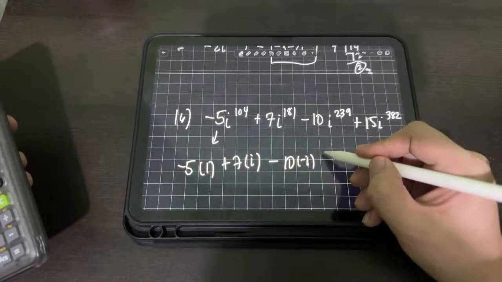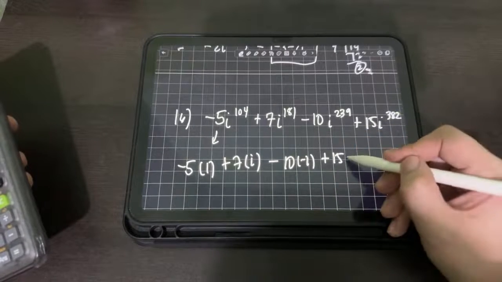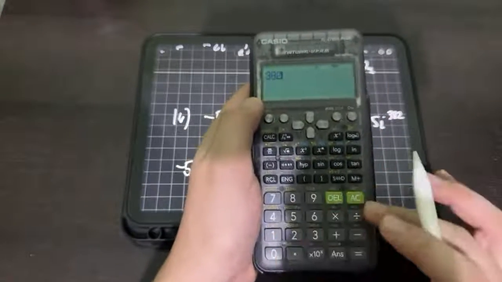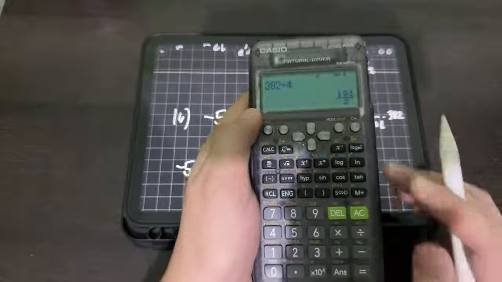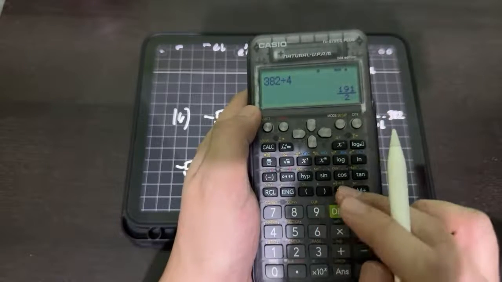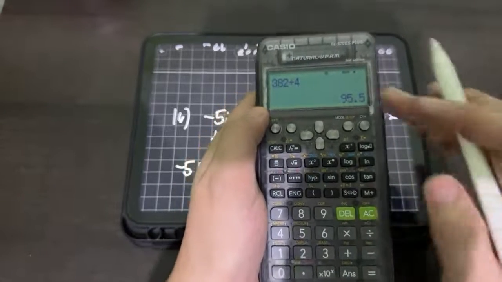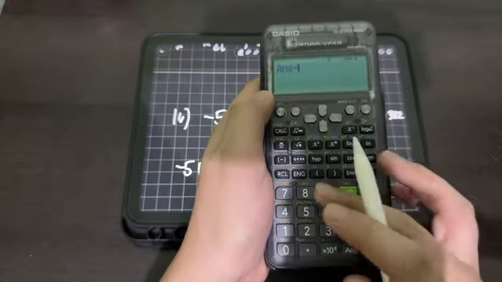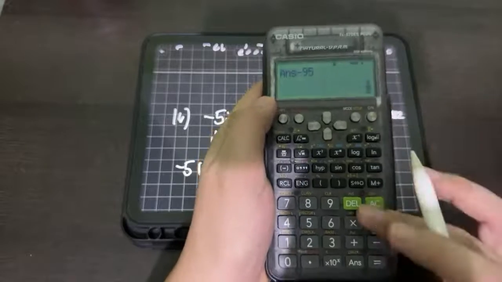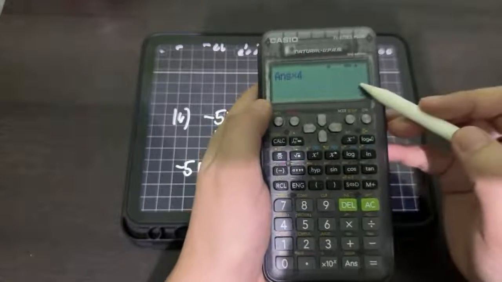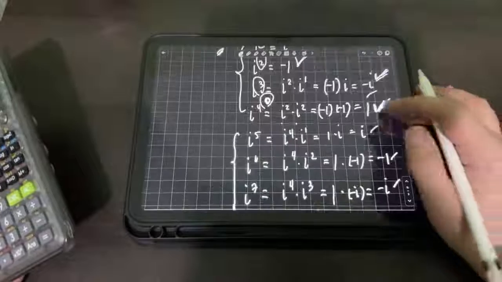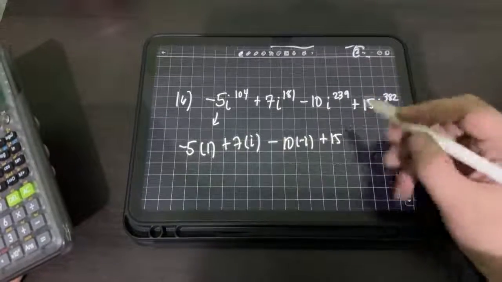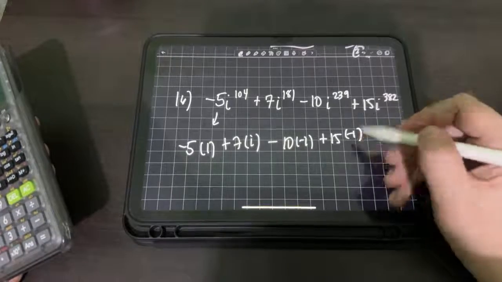Okay, for positive 15, i to the 382. Let's divide 382 by 4. Again, there's a remainder. Transform to decimal, press this button. Subtract from this the whole part, 95 minus 95. And then times 4. So the remainder is 2. When the remainder is 2, it is equivalent to negative 1. So i to the 382 is just negative 1.